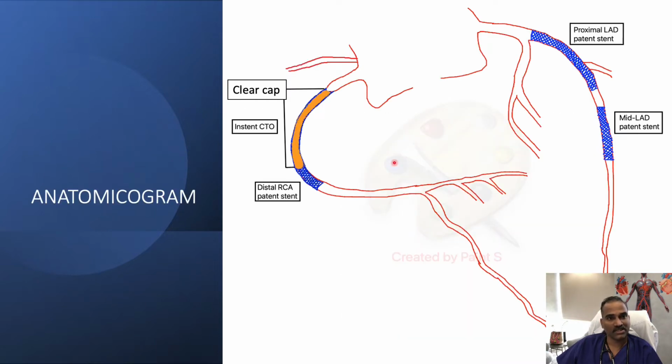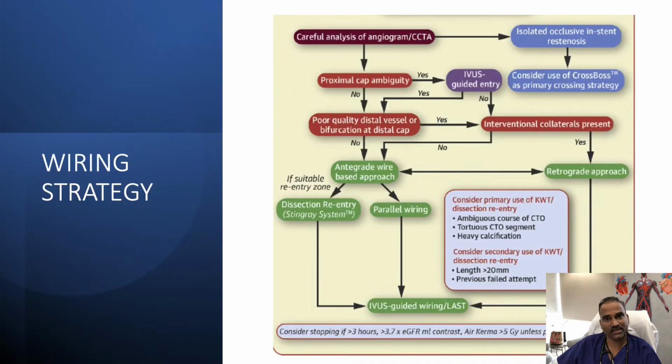So this is the angiogram of the patient. This is a stent which is occluded. You have the proximal cap within the stent, and also the distal cap is within the stent. So both caps are within the stent, and this is a stent in proximal LAD which is patent, and mid LAD which is patent. LCx is non-dominant and RCA is dominant.